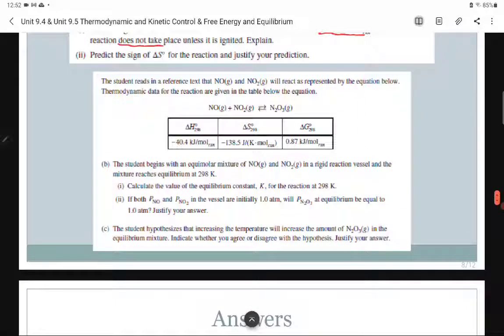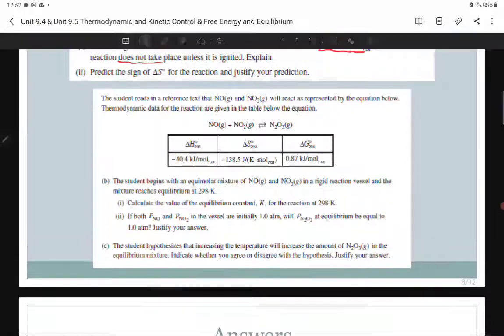Okay, we have another reaction here. We have some thermodynamic data, and let's take a second look at these because they're not in the same units, and that's typical. Delta H and delta G are typically in kilojoules, and S is in joules, because they want those numbers to be convenient looking. They don't want them to be extremely small or extremely large.